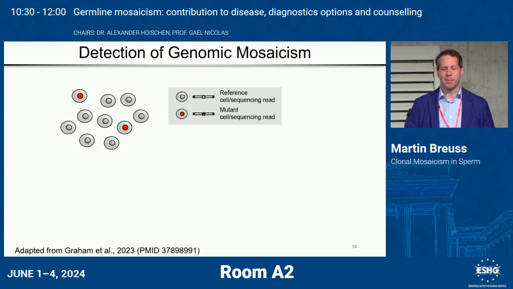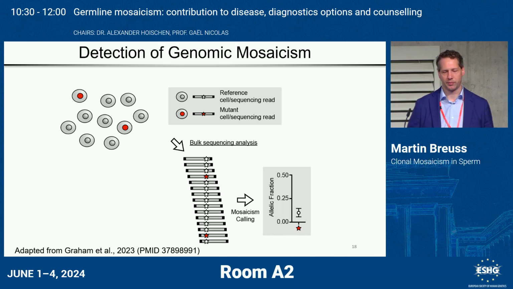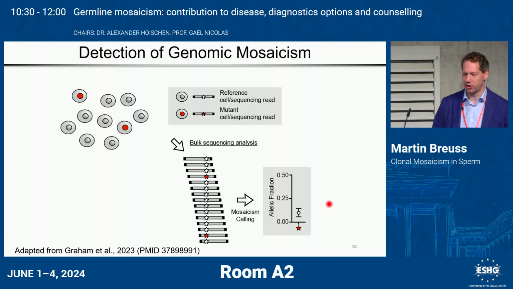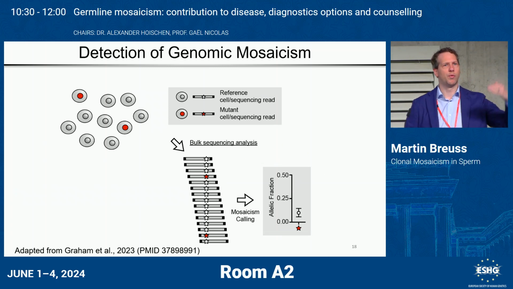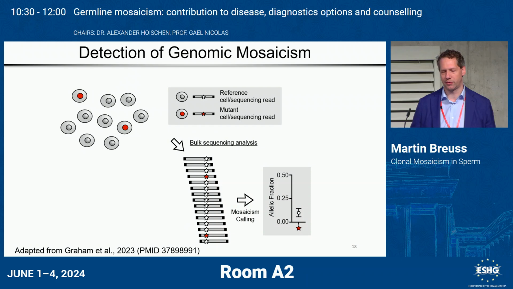Thinking about it more from a model perspective, if we have a collection of cells that have a reference allele or a mutant allele, we can do bulk sequencing analysis, where we are able to count at each position whether we have a reference or a mutant allele. And by various ways of mosaicism calling, depending on what you're looking for, you could then come up with a plot for the allelic fraction, as you can see here. The allelic fraction is the fraction of the mutant allele over the entirety of all alleles that you measure. So a heterozygous variant, for instance, would be at 0.5 allelic fraction, and anything below that would be a mosaic variant.